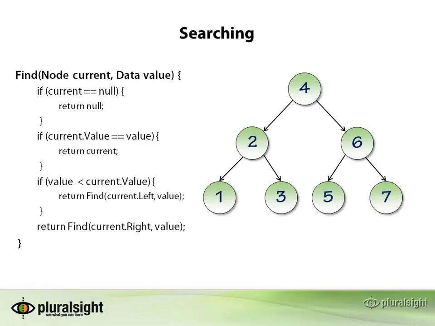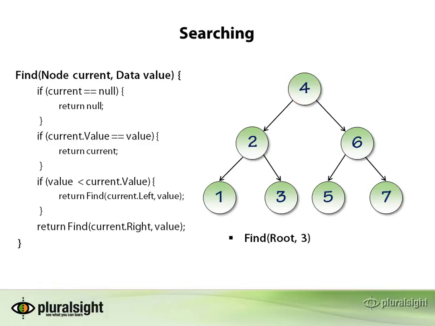On the left, we have the algorithm for finding data within the tree. And on the right, we have the tree we're going to be searching. Let's start by just walking through this a few times. We're going to look for the value 3, starting at the root node. And the root node is the node containing the value 4.